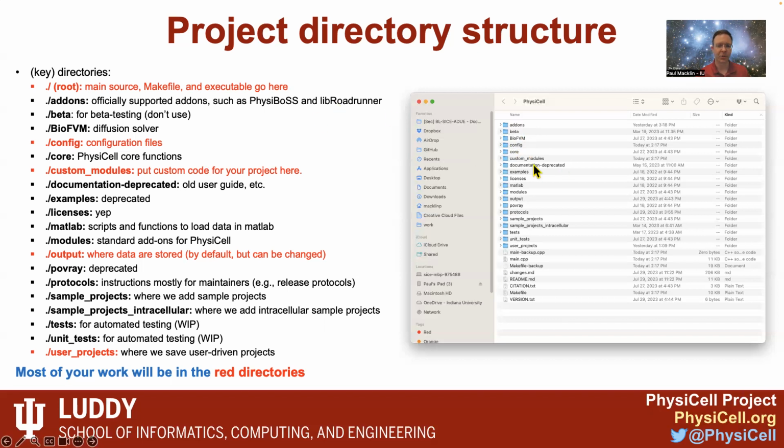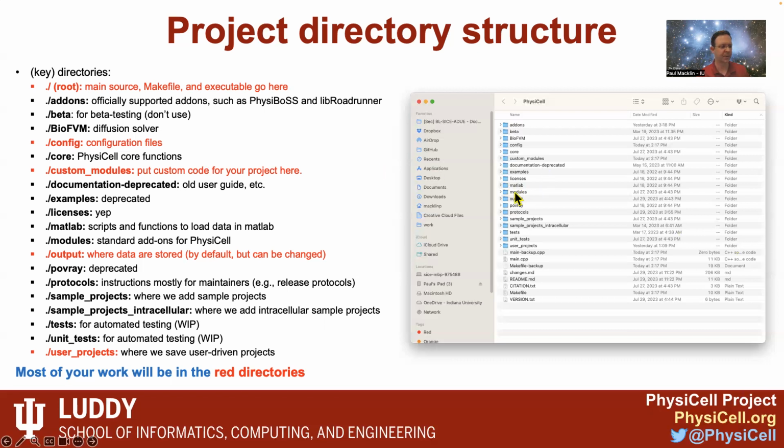Documentation is unfortunately deprecated. Sorry. And so that's where we're going to be doing some work in the coming years, particularly with the community. Examples is an old version of sample projects, and so that will be removed in a future version. Licenses is where we keep licenses for some of the add-ons. MATLAB has old MATLAB scripts, although typically we prefer Python these days for post-processing and analysis.